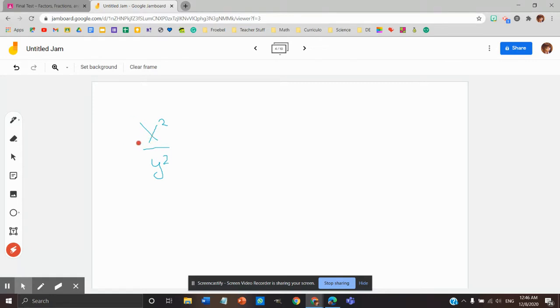If the bases were similar, if they were equal, if they're both x's or they were both y's, then I can simplify them by the rules that we already talked about. But if they are different, I cannot do anything more with it. I have to let it be.